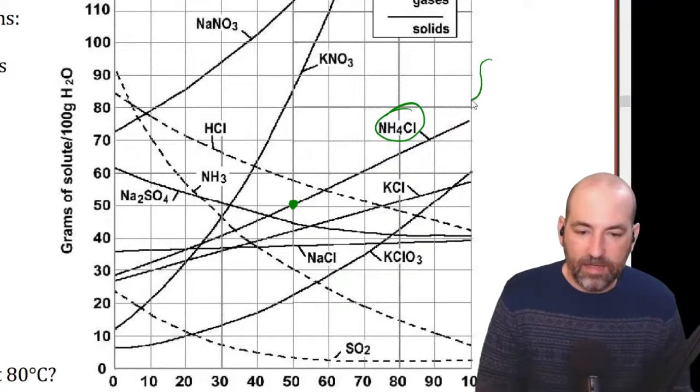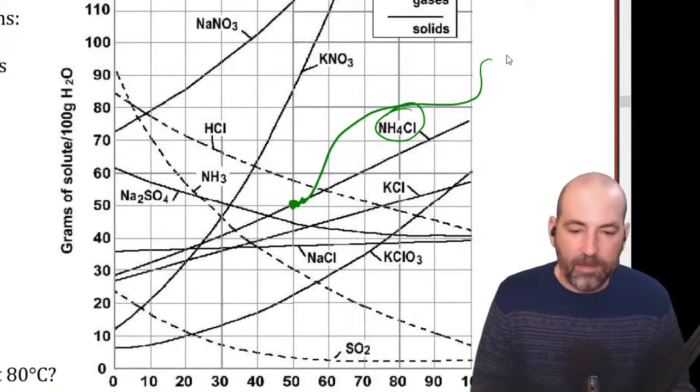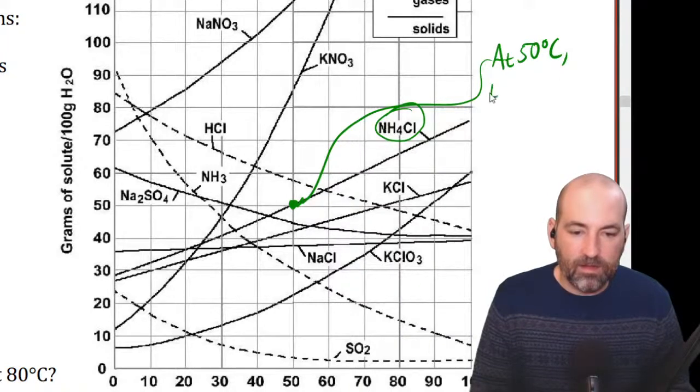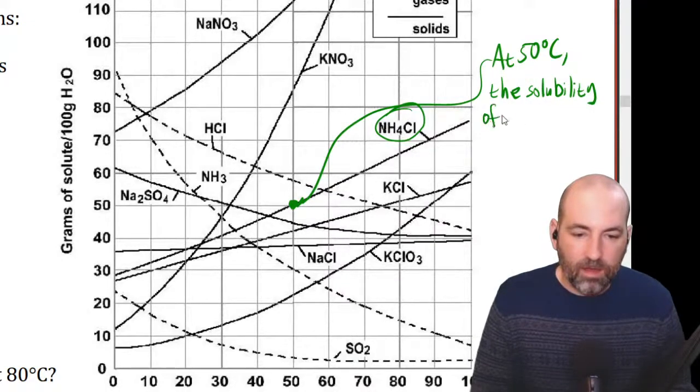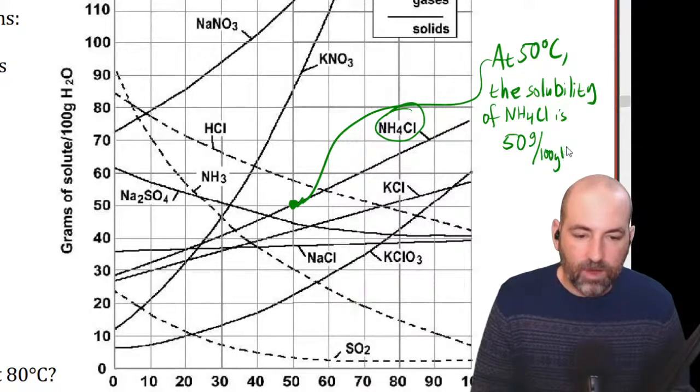Another way of saying that is, at 50 degrees C, the solubility of ammonium chloride is 50 grams per 100 grams of water.